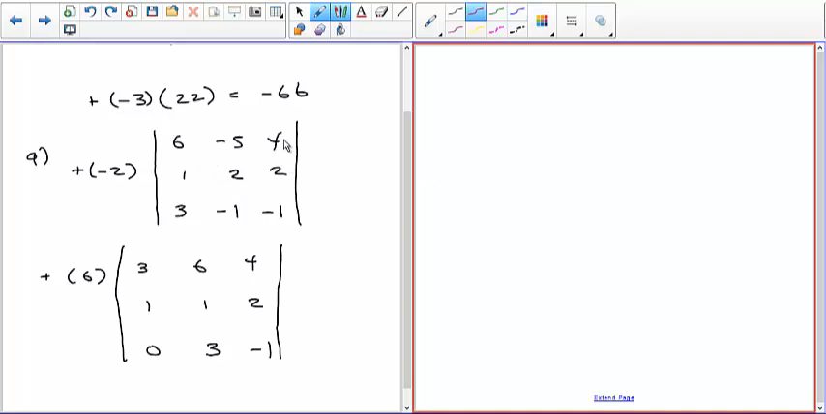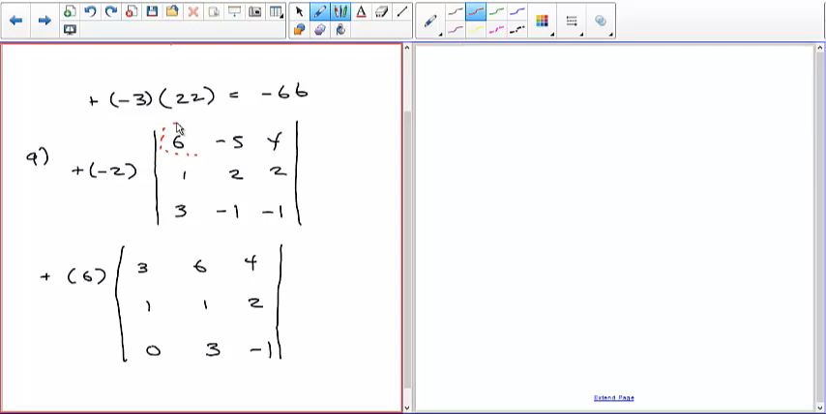So because there's no zeros, you can pick any one, any row or column. Here I'm going to pick, let's pick row 3, because that has 0 in it, so that means we have one less calculation to do. And again, you're going to have plus, minus, plus. Here you have plus, minus, plus, minus, plus, minus, plus, minus, plus. Those are the signs.